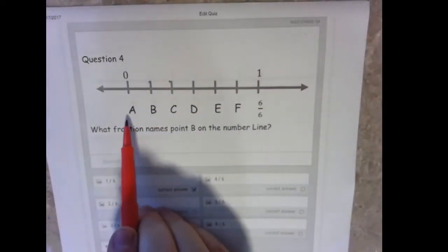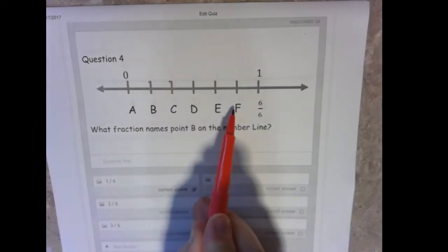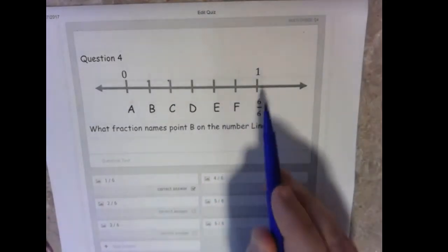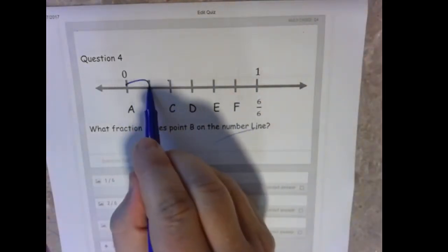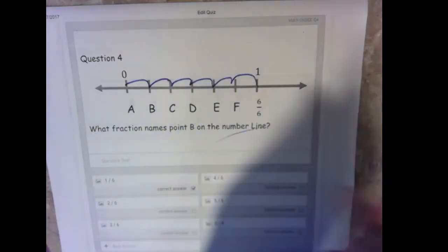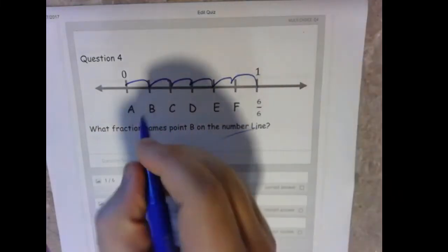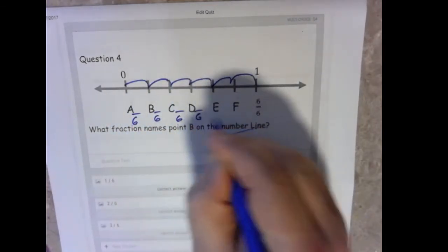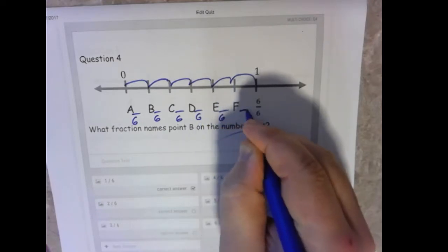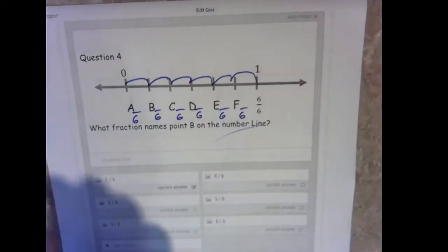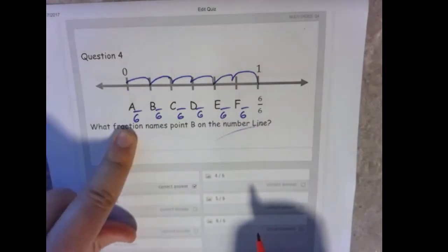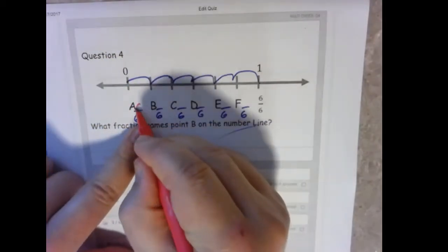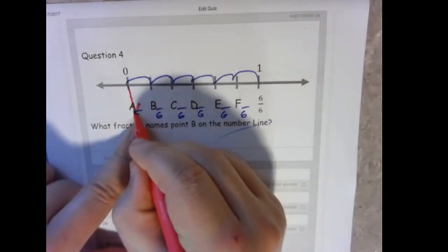Okay, now it's a little bit trickier. So A, B, C, D, E, F, and then 6/6. So it gives us a clue. Of course, we could have figured this out without the clue because we could see how many steps. 1, 2, 3, 4, 5, 6. So we know that all of these are going to be a denominator of 6. And then it's just a matter of figuring out how far we've gone. So in this case, 0, 1, 2, 3, 4, 5. Okay, 0 steps of the way there. I'm referring to that notch there.